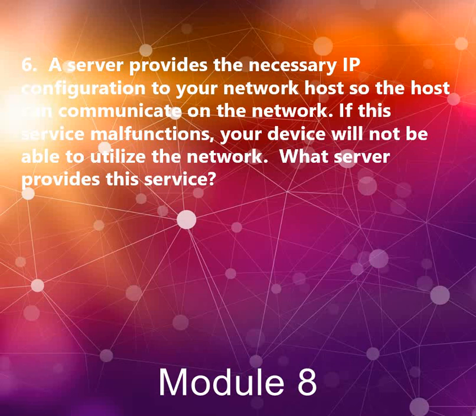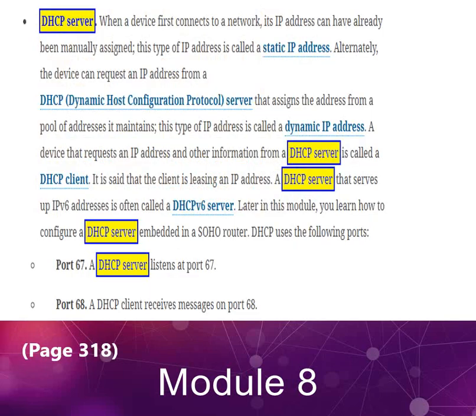And let's see, here it gives you more information about the DHCP server. When a device first connects to a network, its IP address can have already been manually assigned. This type of IP address is called a static IP address. Alternatively, the device can request an IP address from a DHCP, or dynamic host configuration protocol, server that assigns the address from a pool of addresses it maintains. This type of IP address is called a dynamic IP address. A device that requests an IP address from a DHCP server is called a DHCP client. It is said that the client is leased an IP address.